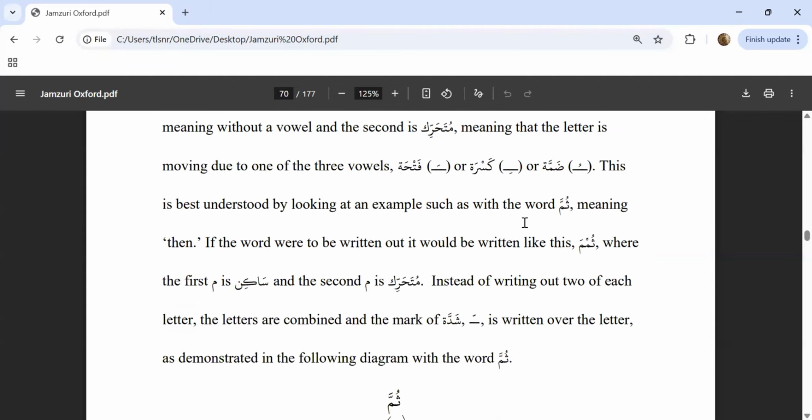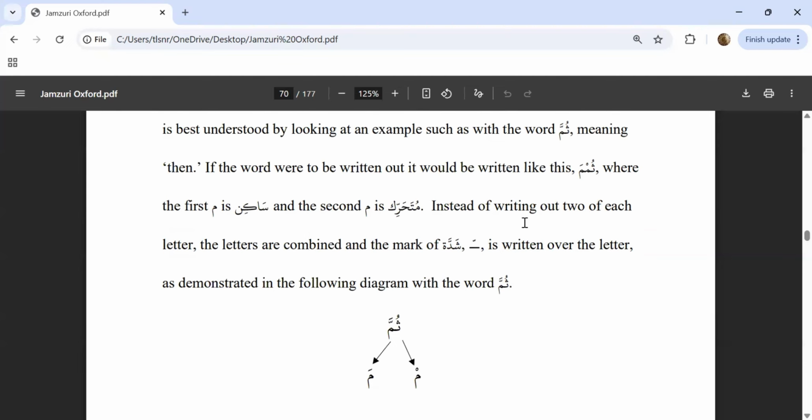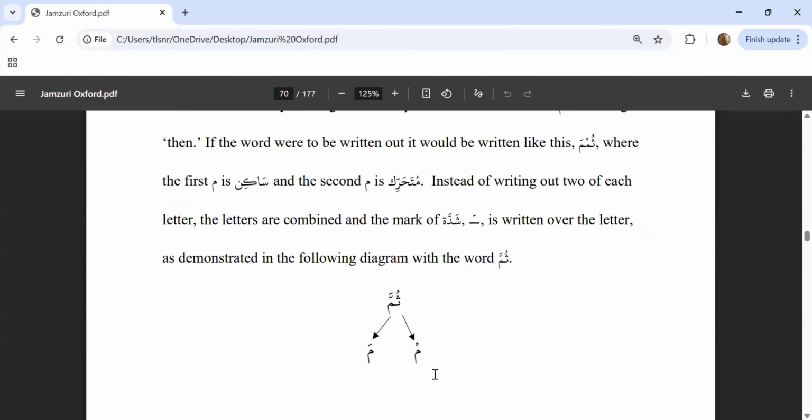So it's best when we look at an example. What I've done here is with the word thumma. If we were to write that out, we would see that the first letter is with a sukoon, and the second is mutaharrika. So instead of writing out each letter two times, the shadda serves the purpose of telling us to read that letter once, with the sukoon, and then the second with the harakat.